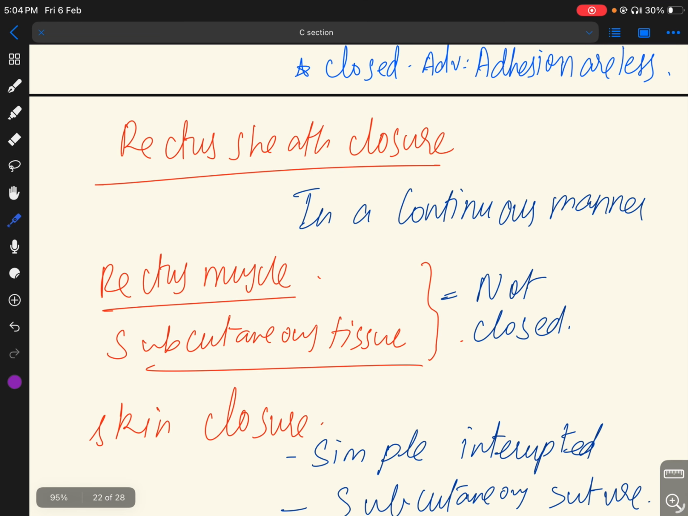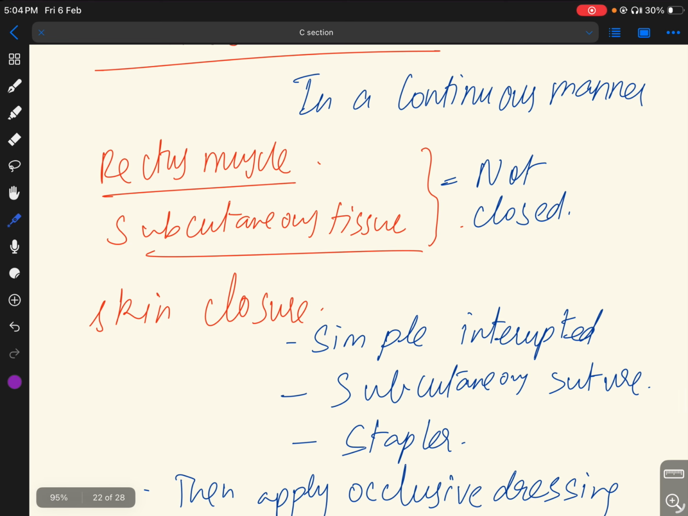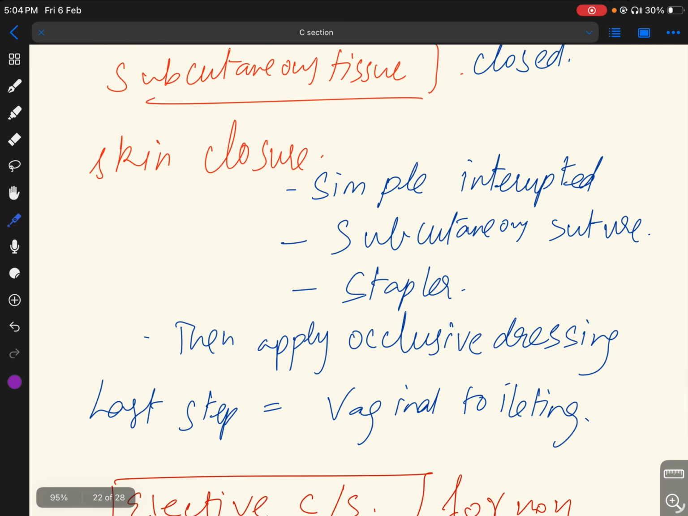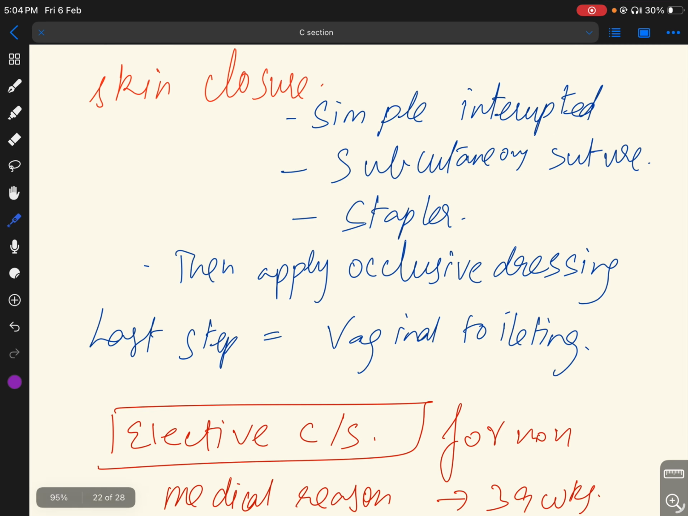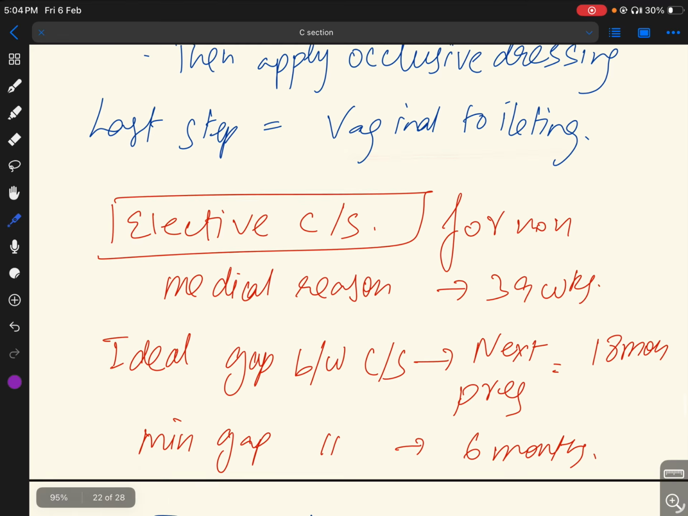In case of rectus sheath closure, it's done in a continuous manner. Rectus muscle and subcutaneous tissue are not closed. Skin closure, we close it by simple interrupted subcutaneous suture or by using staplers. Then you can apply occlusive dressing. Last step is vaginal toileting.